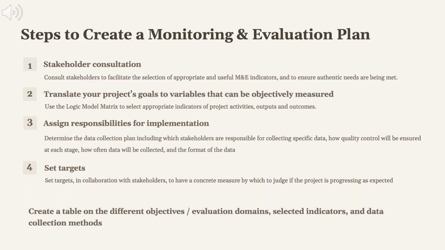When creating an M&E plan, here is an outline of 4 main steps that are commonly involved. The first step is stakeholder consultation. Before deciding on indicators or methods, it's important to engage with the people who are directly involved in or affected by your project.